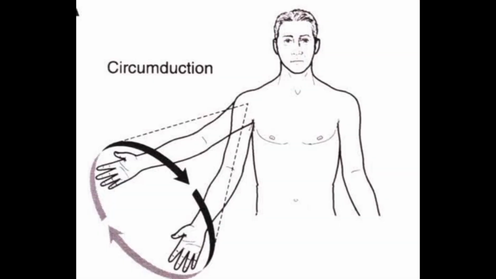Circumduction is the movement of a body region in a circular manner in which one end of the body region being moved stays relatively stationary while the other end forms a circle. It is the sequential combination of flexion, adduction, extension, and abduction at a joint.